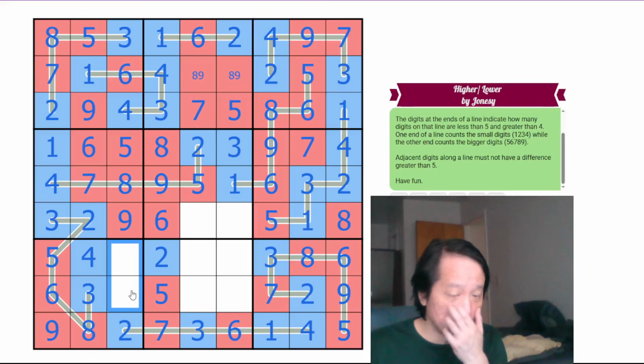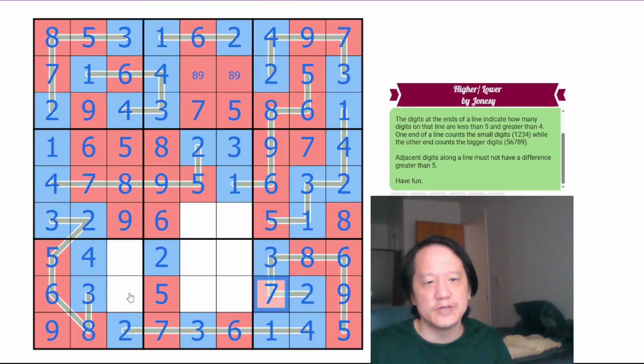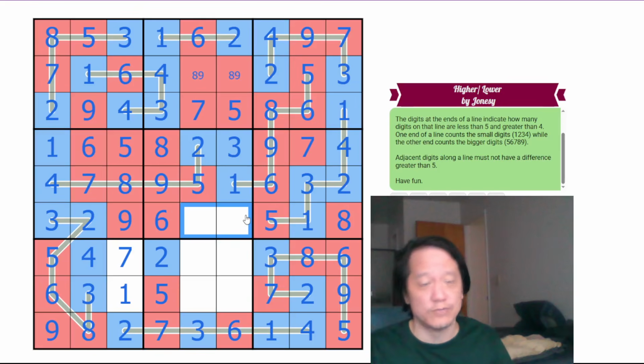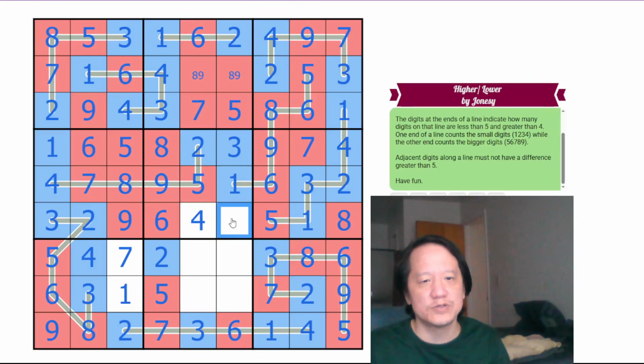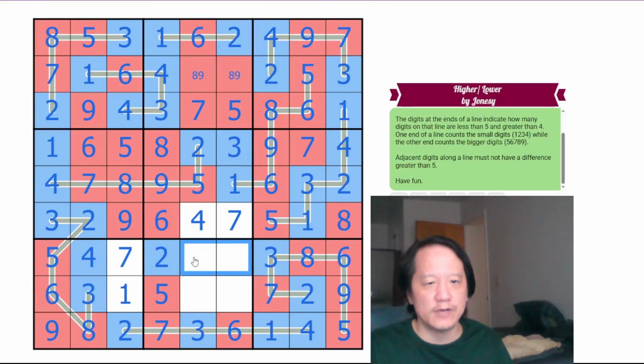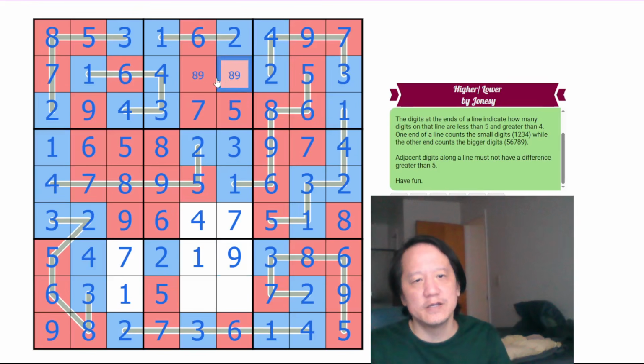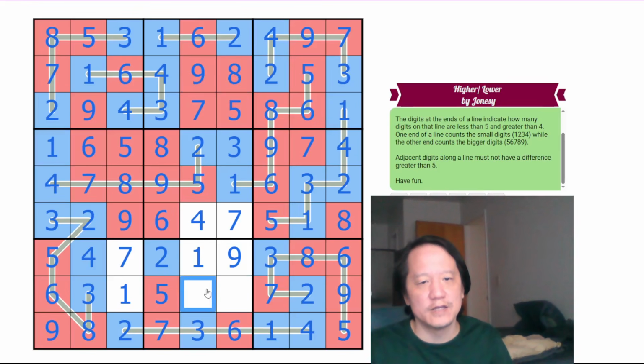Remaining digits in column 3 are 1 and 7. This can't be 7 because of 7 in the row, so that's 1, which makes that 7. Remaining digits of row 6 are 4 and 7. 7 can't be here because of 7 in the column, so it's 4 and 7 there. We have 1 and 9 remaining in row 7. This can't be 1 because of 1 in the column, so we have 9, 1 there. 9 eliminates 9 there, so it's 8 and 9. That leaves this digit as 8 and this digit as 4.